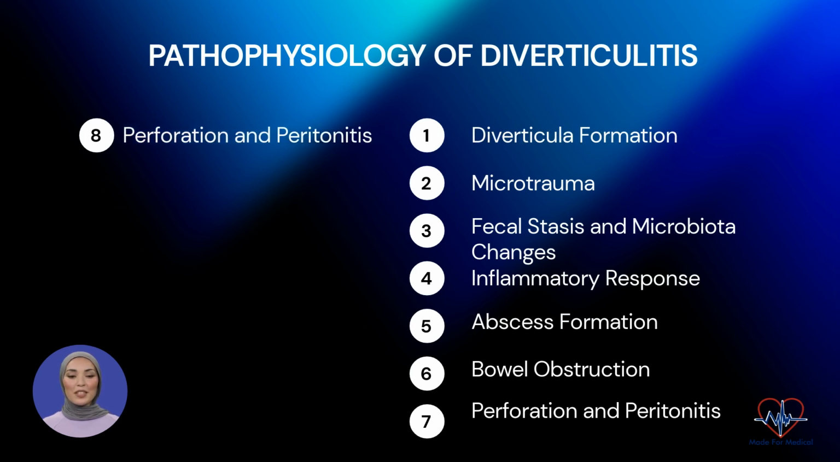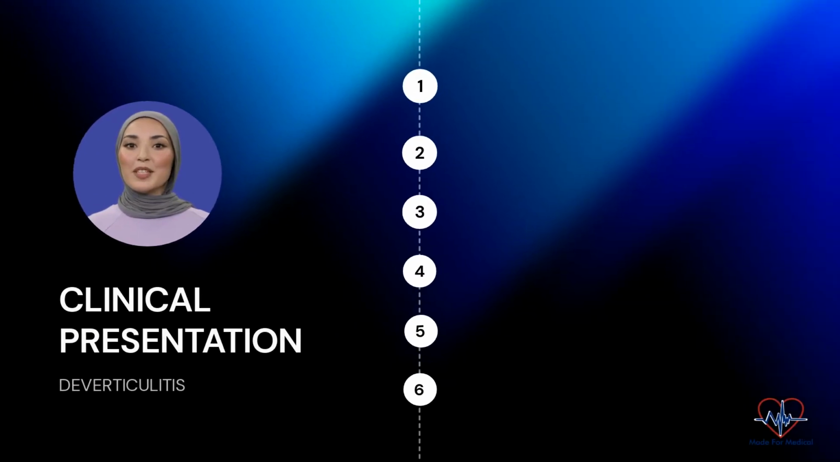Scarring and complications. With recurrent episodes of diverticulitis, the inflammatory process and healing can result in the formation of scar tissue. This scarring can cause narrowing or strictures within the colon, leading to complications such as bowel obstruction or fistula formation. The clinical presentation of diverticulitis can vary depending on the severity of the condition.